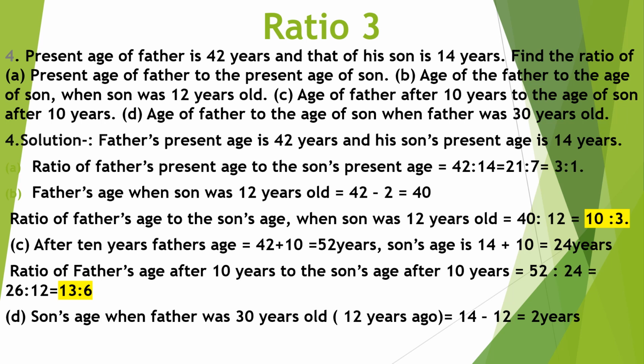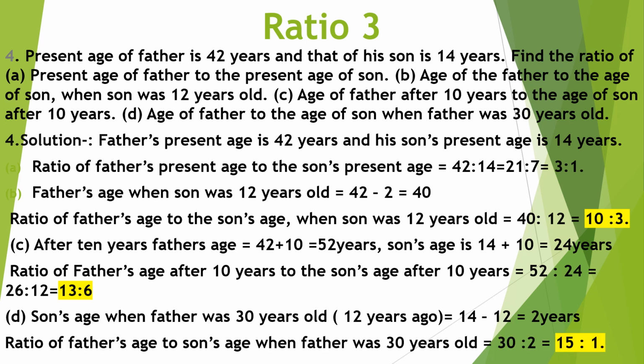Now, the son's age when father was 30 years old. Right now father is 42 years old. So when father was 30 years old, it was 12 years back or 12 years ago. So son's age when father was 30 years old will be 14 minus 12, that is 2 years. So the ratio of father's age to son's age when father was 30 years old is 30 is to 2, which comes out to be 15 is to 1.